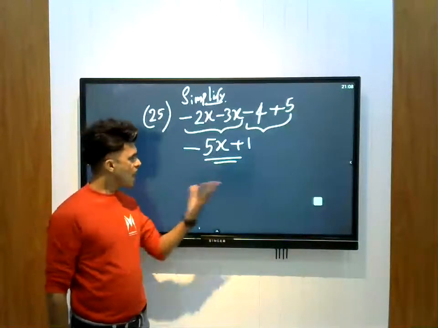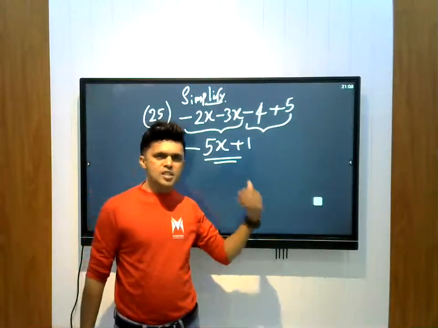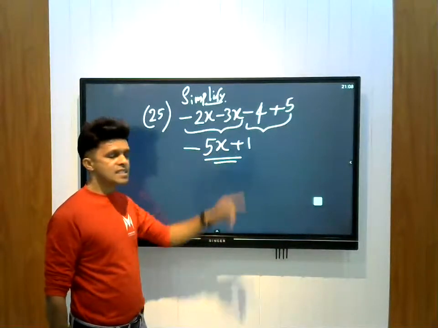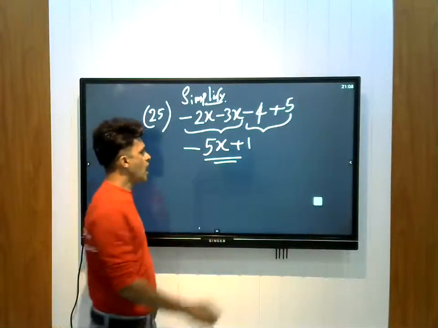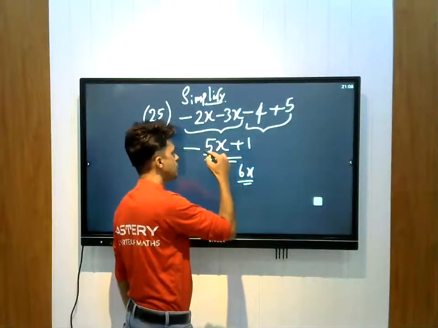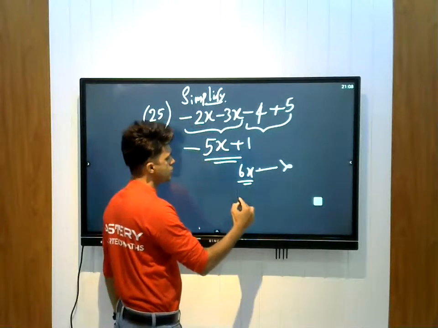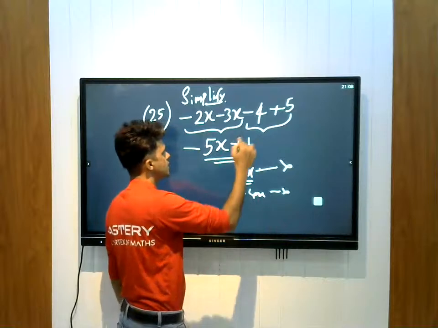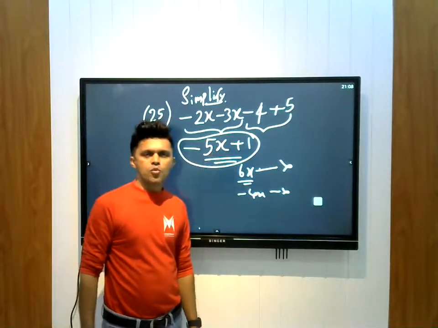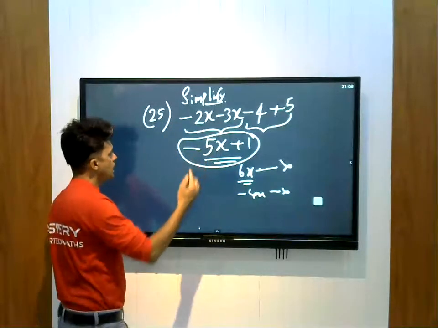Is it able to add these two terms more? Really, it's unable to add these two terms. The reason is that these are unlike terms. Here is a term of x, and here is a digit. You can't write that adding 5x plus 1 gives 6x, or minus 4x. That is wrong. Anyway, the answer is minus 5x plus 1. You are unable to add these two, because these are unlike terms.